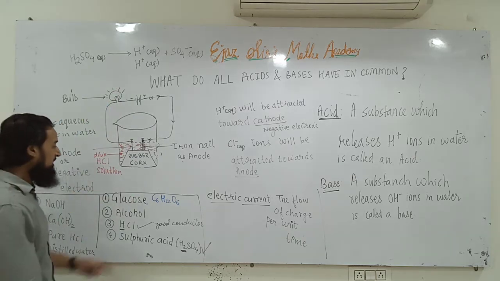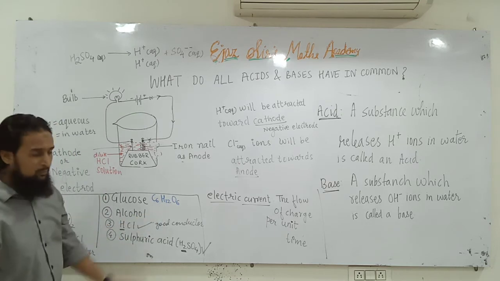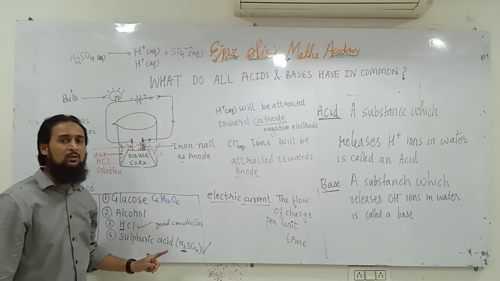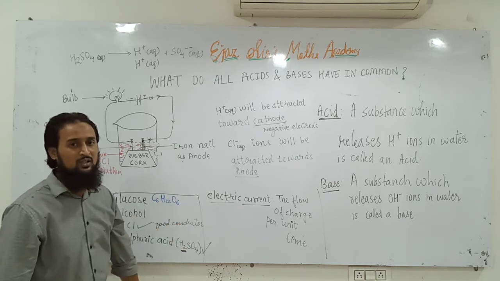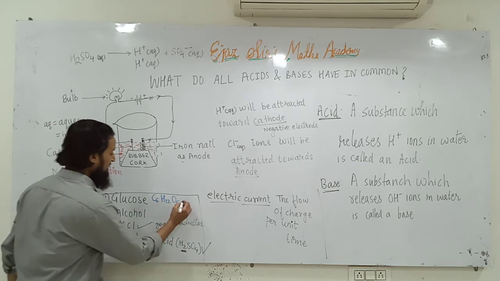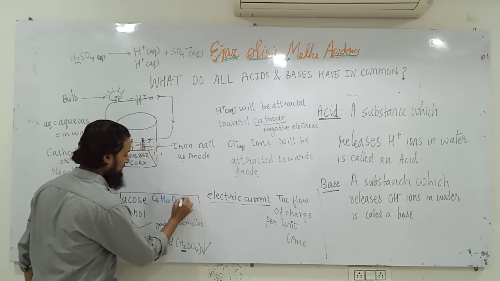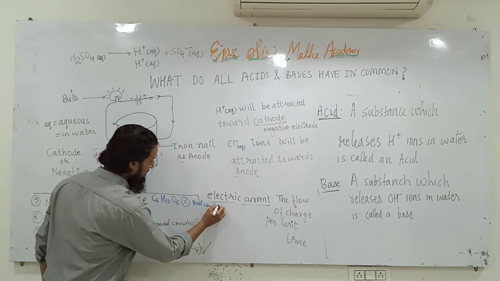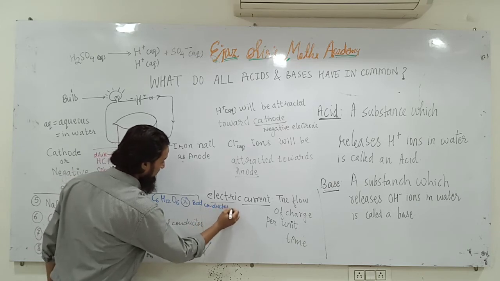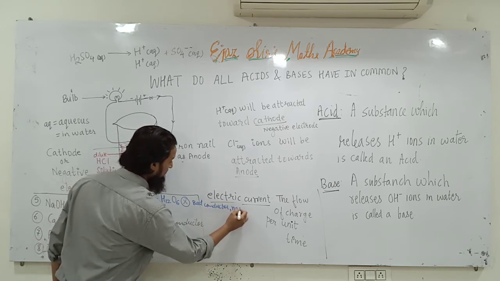You will say, why sir, it has hydrogen? Remember, glucose has hydrogen, but it does not release hydrogen ions in water. That's why it is not an acid. It is a bad conductor because it is not an acid.